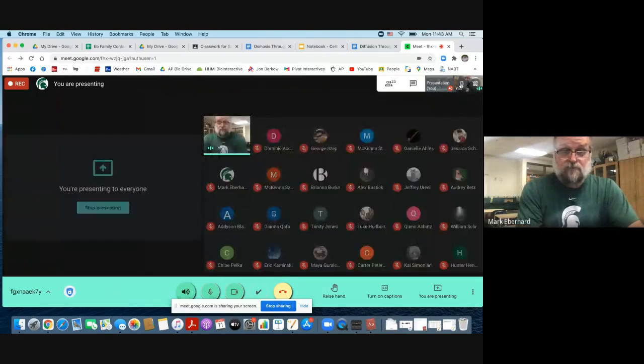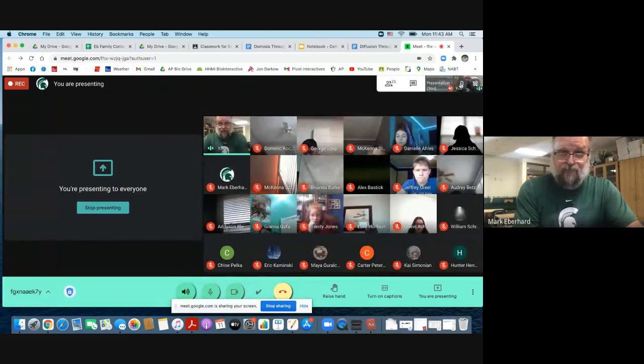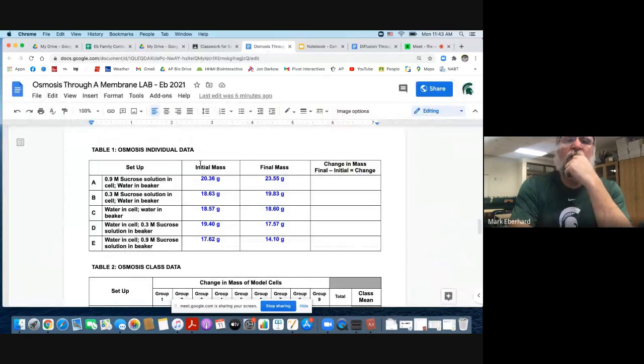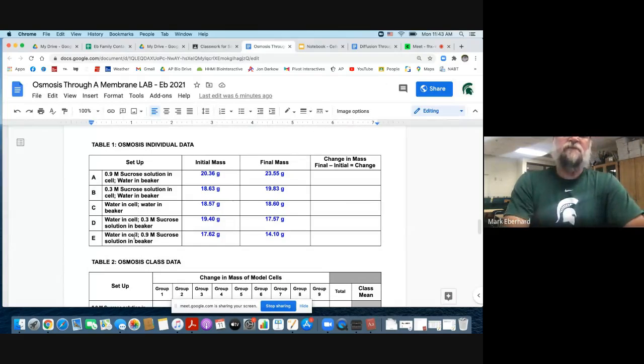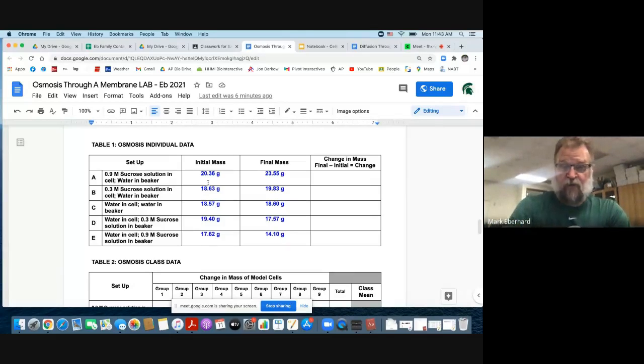Questions about anything that was set up? All right, so let me go over here. So here's the setup described, how each one was done, okay? And these are the actual masses that I got. So I need you to record these masses on your data table.